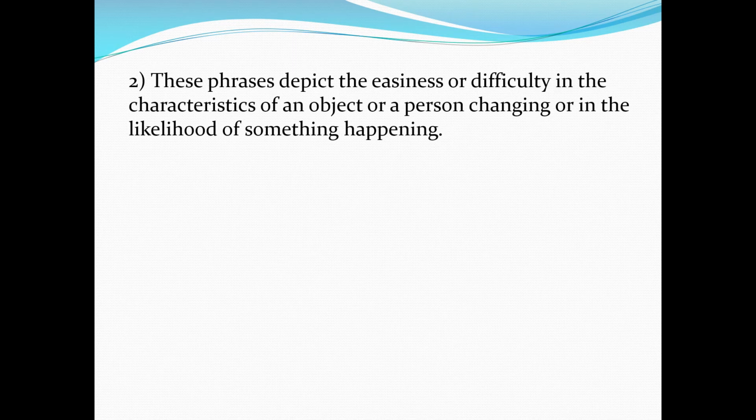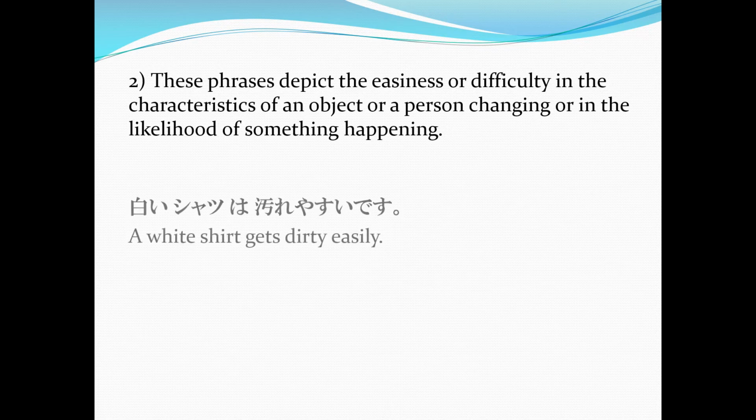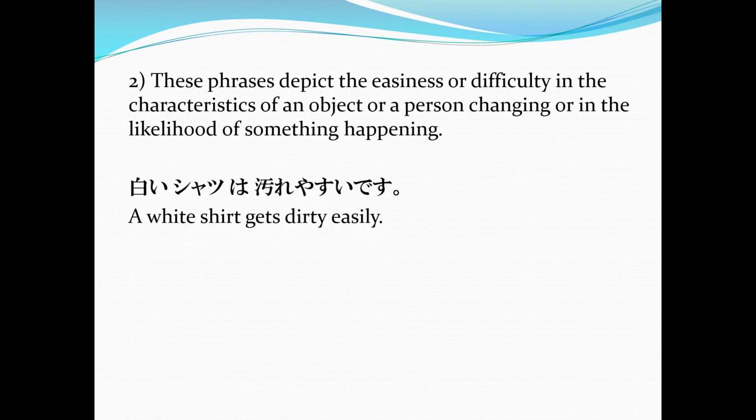Now, yasui desu and nikui desu can also depict the easiness or difficulty in the characteristics of an object or a person, changing, or in the likelihood of something happening. Example, 白いシャツは汚れやすいです。A white shirt gets dirty easily.